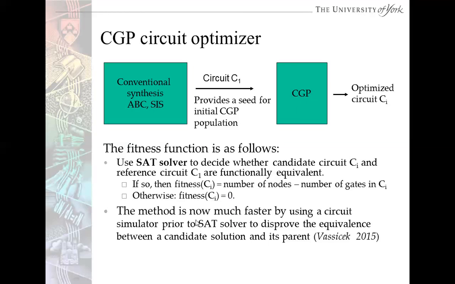And actually, they've made this method much faster by using a circuit simulator, which they wrote, prior to using the SAT solver to disprove the equivalence between the candidate circuit and its parent. So this is a bit of a breakthrough, and this group is still working very much on these problems, making it even faster. And actually, they're working on approximate circuits a lot these days.